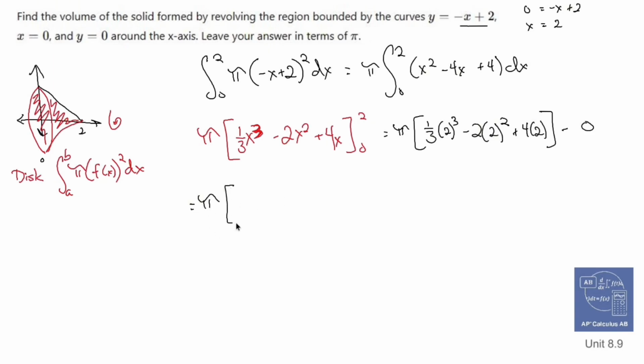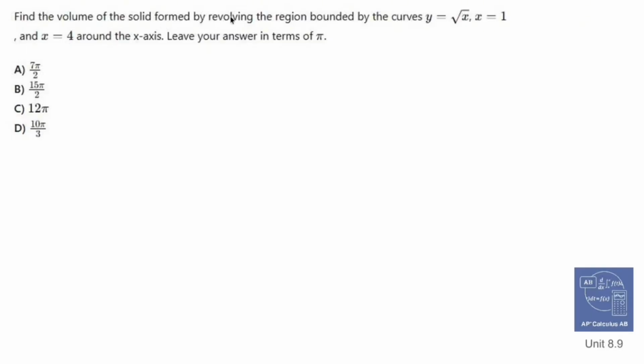2 to the third is 8, so that becomes 8/3. Okay, minus regular 8 plus regular 8. Oh, happy day, you cross out. So much crossing out. And at the end, we get 8 pi over 3. That's the disk method.